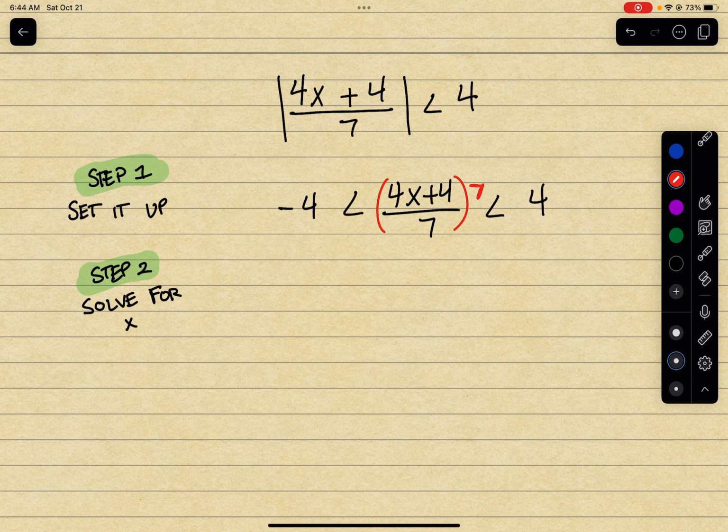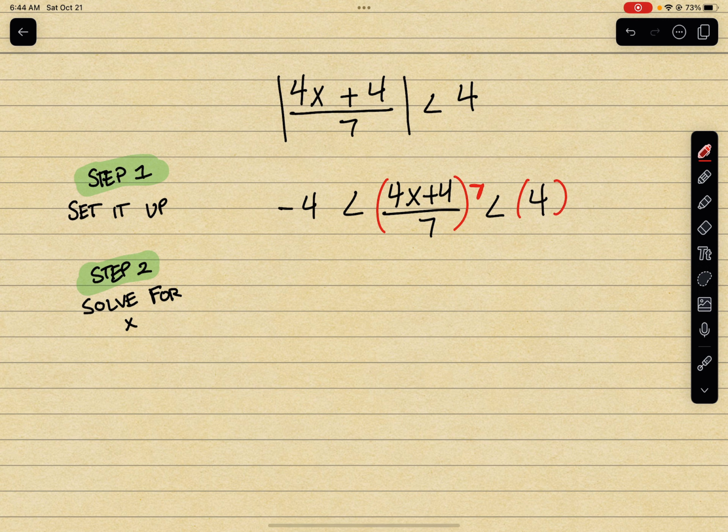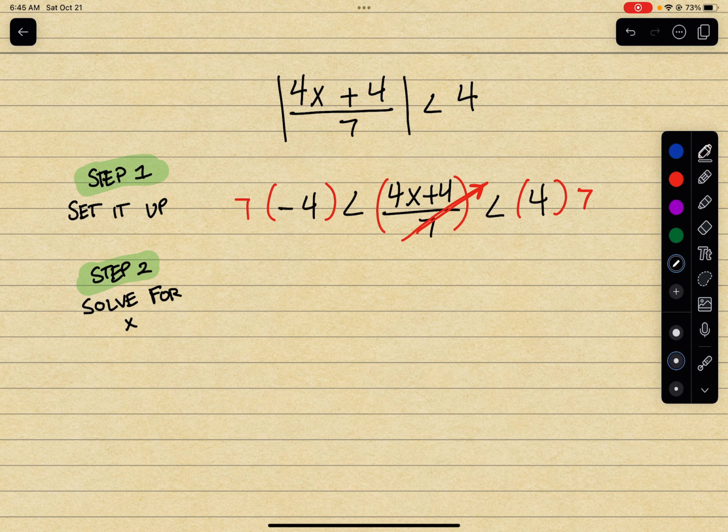So let me get rid of this little bar. I'm going to multiply this times 7 and multiply this times 7. Dividing by 7, multiply by 7. So what happens is this cancels out. The bottom and that 7 cancel out. So now let's write down what we have. 7 times a negative 4 is going to be a negative 28. Keep that same symbol. Once that cancels out, what do I still have left? I still have 4x plus 4, and then 28.